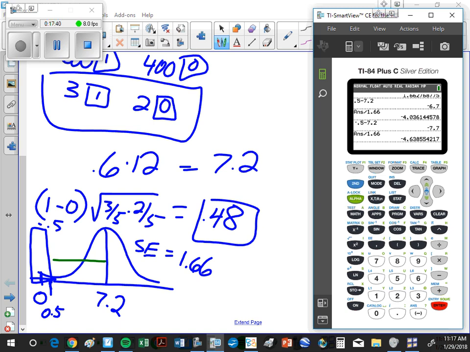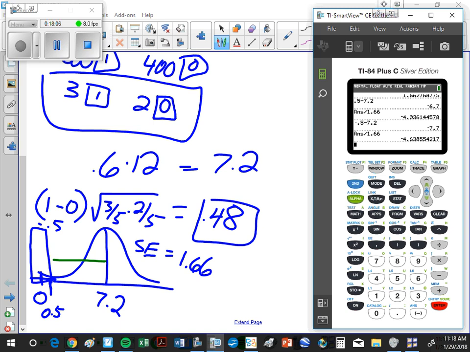Okay, so Z is extremely unlikely. Oh, I divided by the wrong thing. I need to fix my answer. I divided by the wrong thing. So let me highlight that.